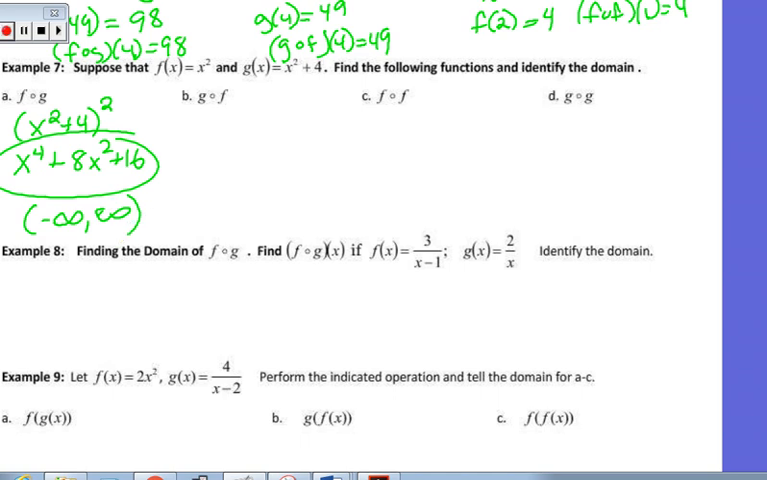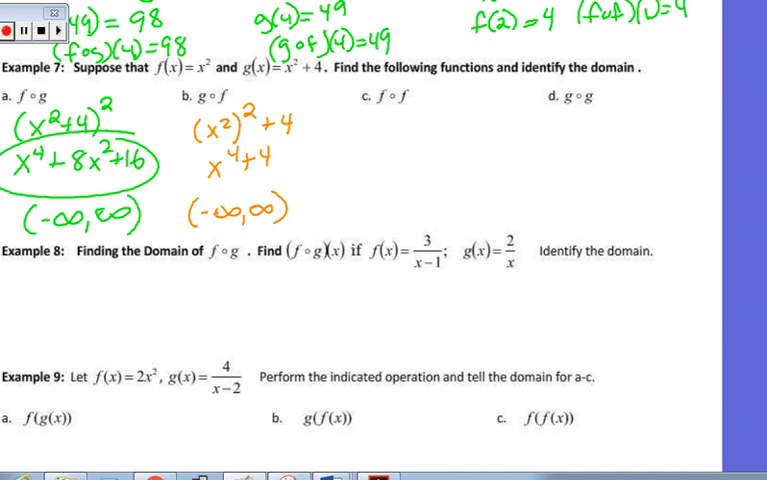Example B is just having us go in the opposite direction. We're going to take function f and now replace it everywhere we see an x in g. So I'm going to take this x squared, I'm going to replace it right here. So I'm going to have x squared squared plus 4, and we're going to get x to the 4th power plus 4. Again, there are no denominators, there's no radicals, so our domain is negative infinity to positive infinity.